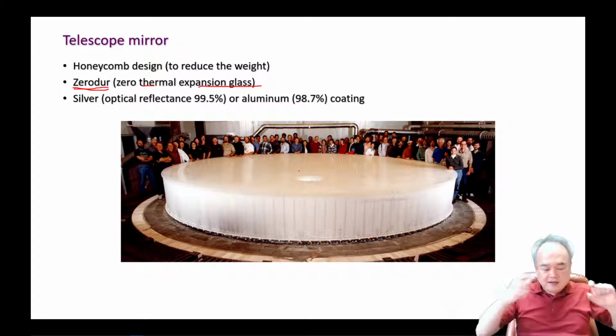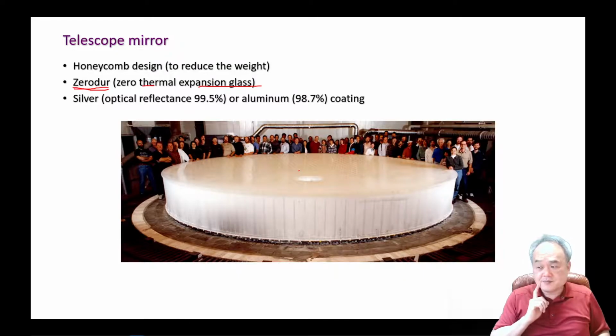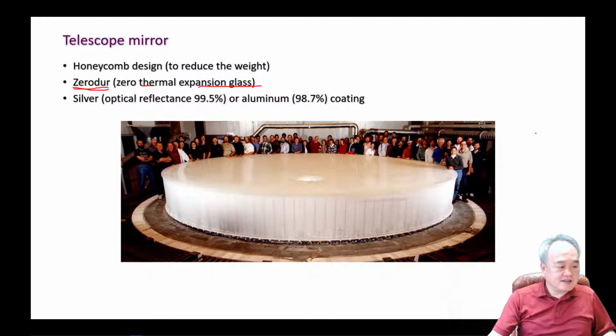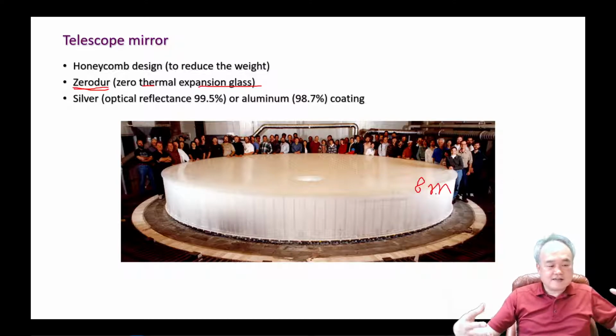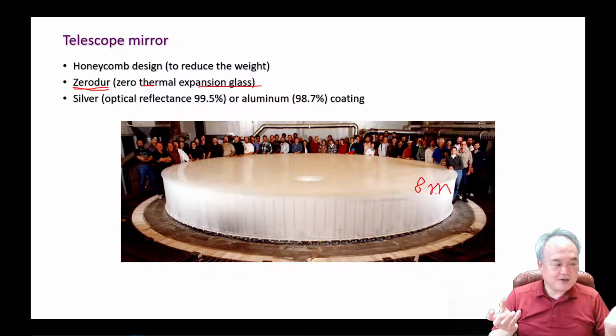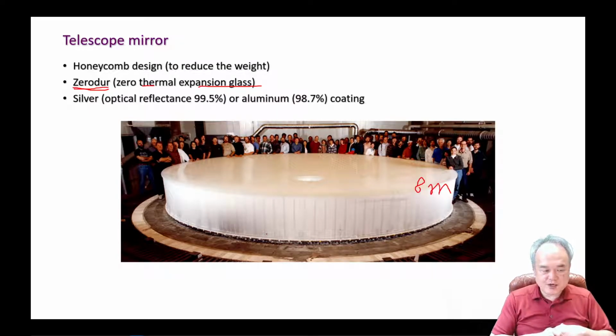Then this Zerodur is slightly denser than typical glass. That is really heavy. Okay, so this is the primary mirror of the 8-meter Gemini telescope, and look at the thickness, the height of this mirror. This is getting really heavy.